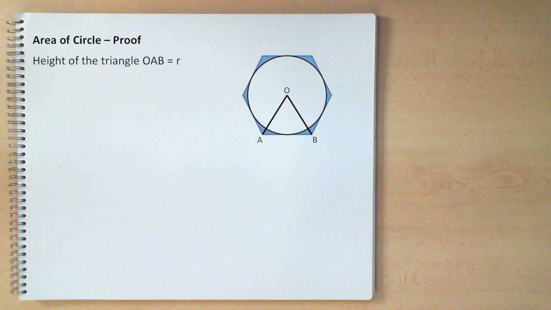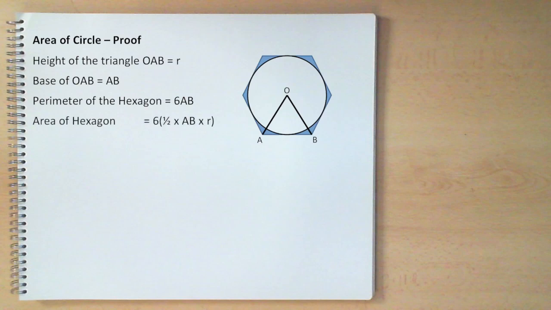The height of that triangle is r, because r is the radius. So O to the base there is O down to the circumference, and that's a radius. So the base of OAB is a length AB. So the perimeter of the hexagon is 6 lots of AB. The area of the hexagon is 6 lots of the triangle area. And the triangle area is a half times the height times AB.